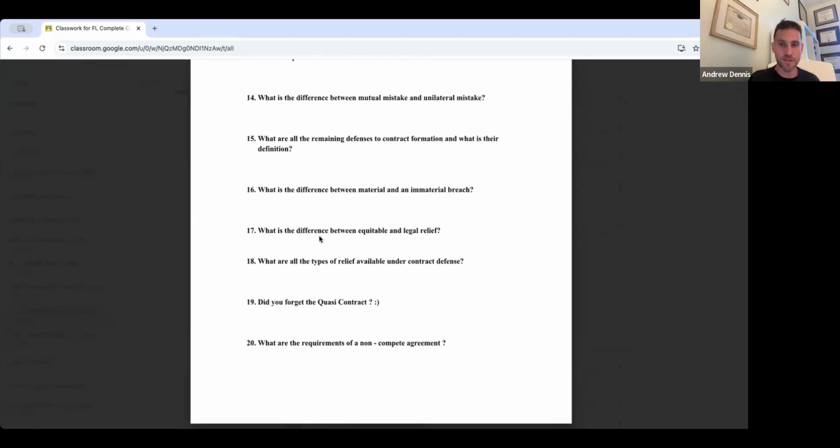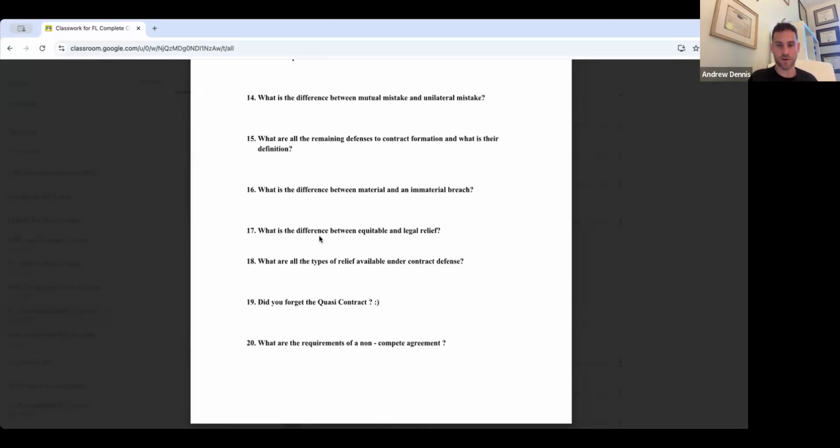Material and immaterial breach: a material breach deprives a party of the major rights of the contract. It strikes at the heart of the contract. Immaterial is minor. Equitable and legal relief: legal is monetary, and equitable is court-ordered relief.